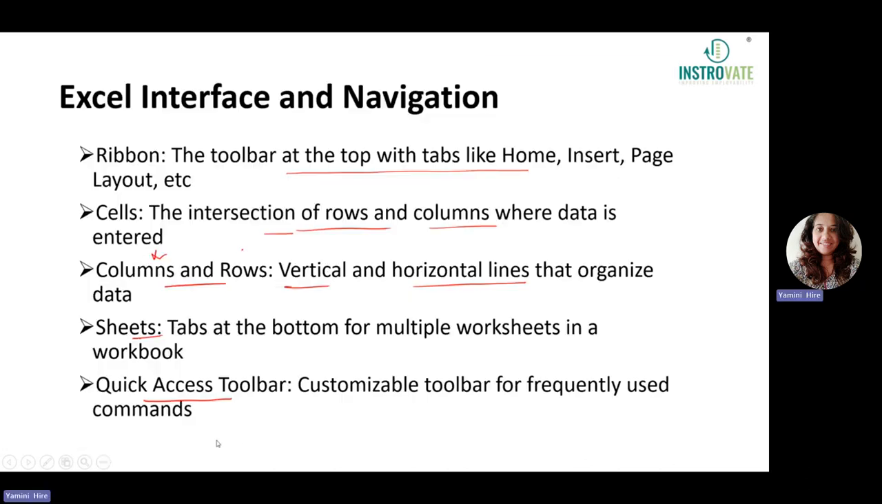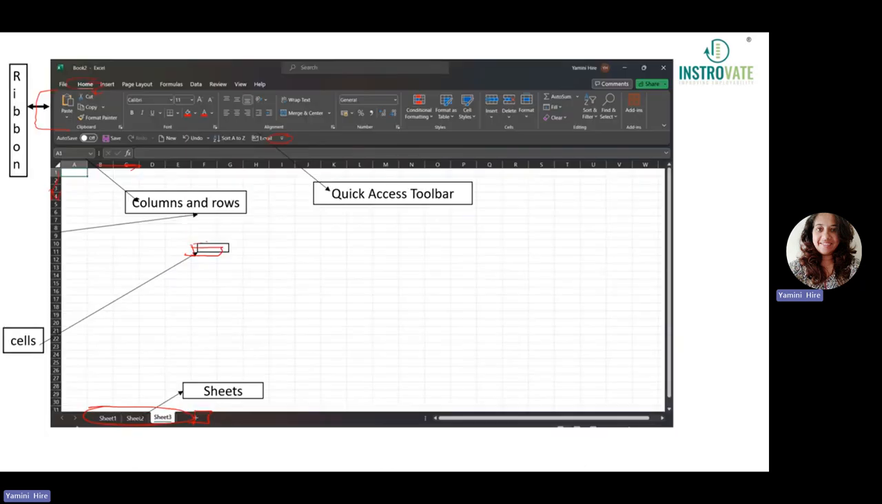Excel interface and navigation: we are going to discuss the ribbon, cells, columns, rows, sheets, and the quick access toolbar. I'll explain that one, just a second.